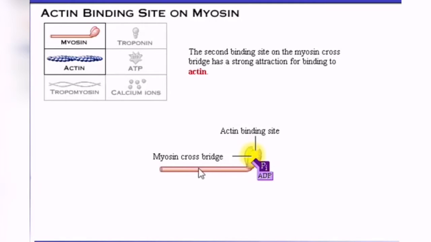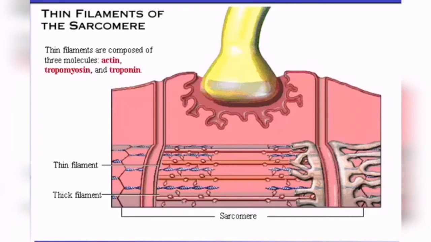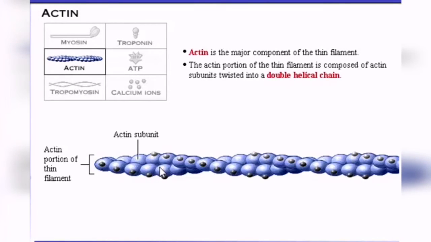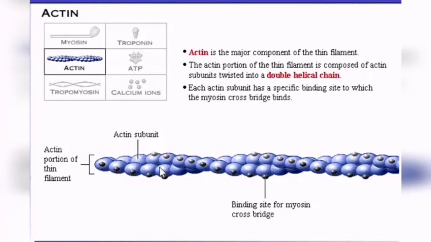Now that we've examined the structure of thick filaments, let's look more closely at thin filaments. Thin filaments are composed of 3 molecules: actin, tropomyosin, and troponin. Click a thin filament to examine the arrangement of these 3 molecules. Actin is the major component of the thin filament. The actin portion is composed of actin subunits twisted into a double helical chain. Each actin subunit has a specific binding site to which the myosin cross bridge binds.